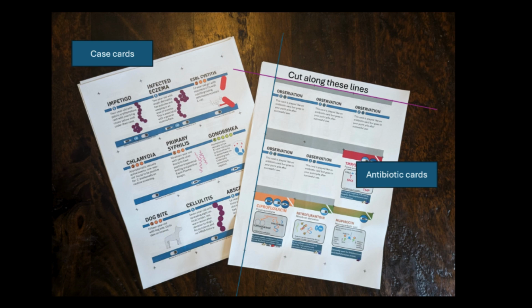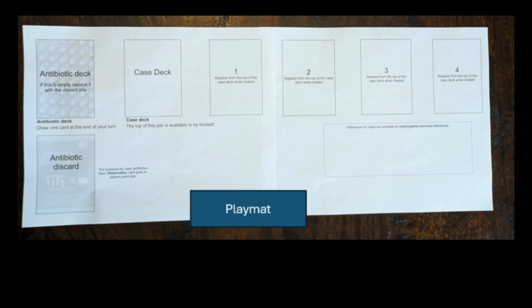The other thing you're going to want to print is the playmat. This is just 2 sheets of regular printer paper taped together. This will just make it a little bit easier for you to keep track of what's going on. And there's little reminders on the text of the playmat for people that are learning the game for the first time. Now let's go through the cards that we're going to be using to play.